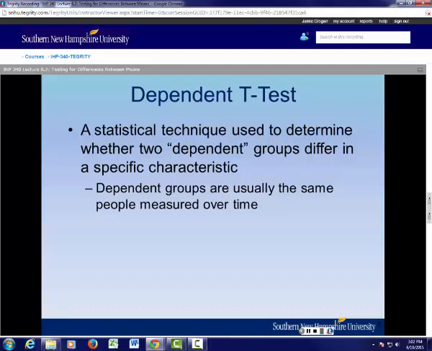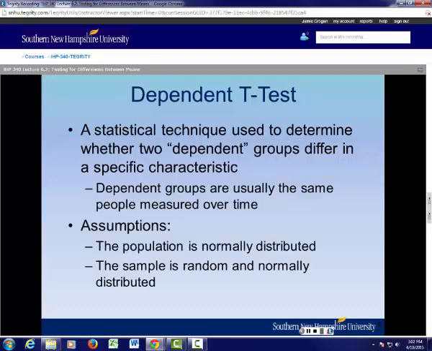So in that case, if you want to see if noise made a difference in someone's ability to take a test, then you would need to use a dependent t-test because the groups are related. So a dependent situation is usually when you have the same group of people measured over time, and that's the comparison you're trying to make, or the same people being measured under different conditions. That's a dependent t-test. Similar assumptions as the previous test. The sample is random, normally distributed, so that still applies.